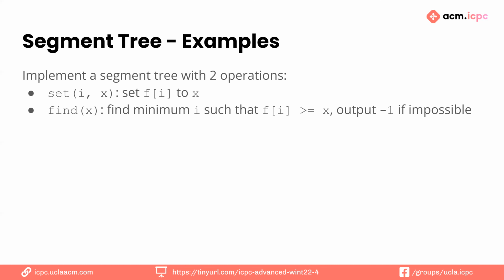This is kind of different because we're finding the minimum index. And anything that's O(N) wouldn't work because you would just linearly search through the array. One direction to think about is, if you're trying to find the minimum index, you want to go to your left half as much as possible. So when can you go to your left half?